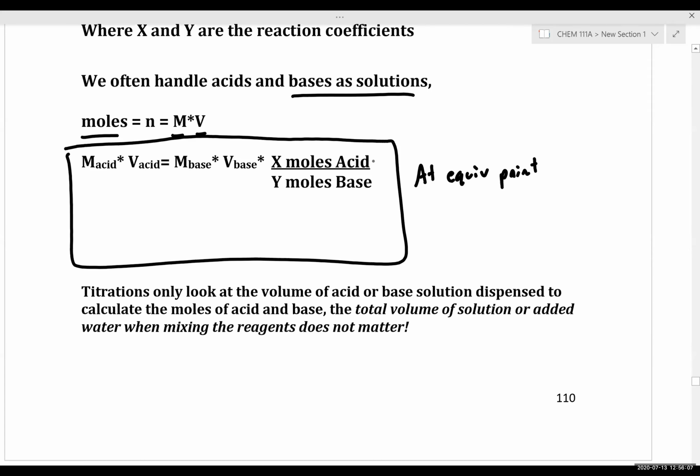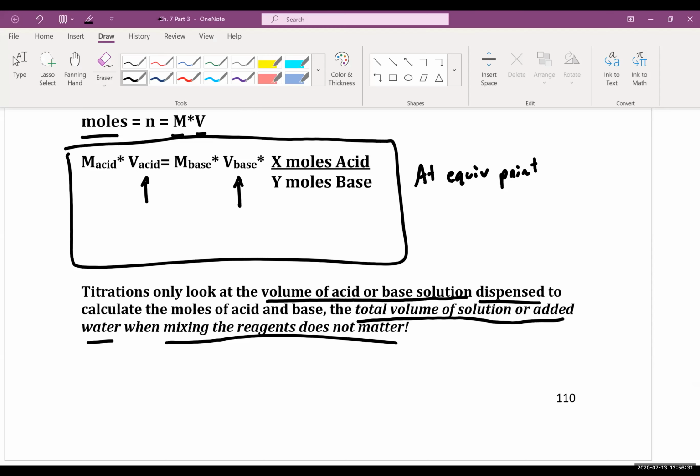Now, an interesting thing about acid-base titrations: titrations only look at the volume of acid or base solution dispensed. The total volume of solution or added water when mixing these reagents doesn't matter. The only thing we care about is how much acid solution we added and what volume of our base solution we added. Everything else is just extra.